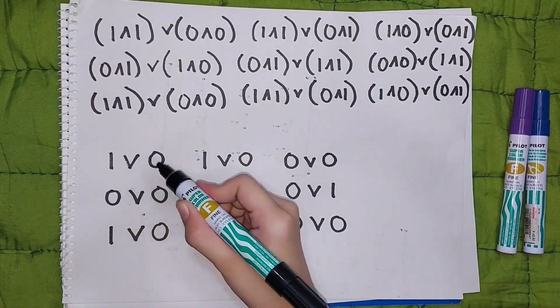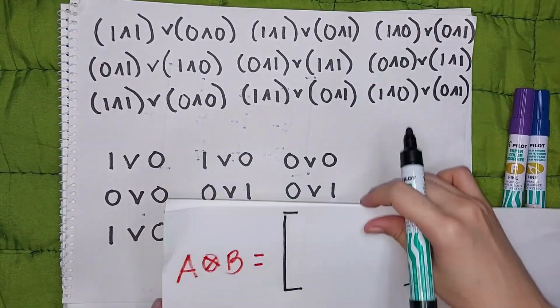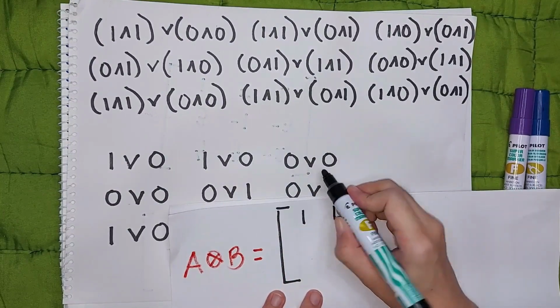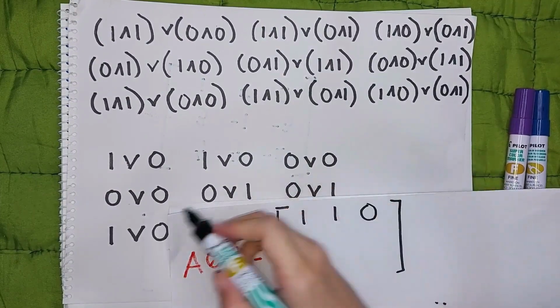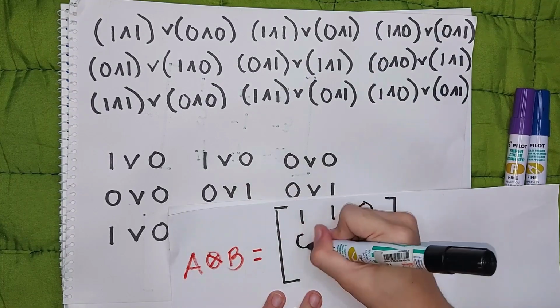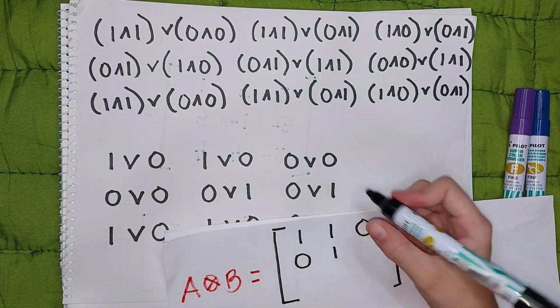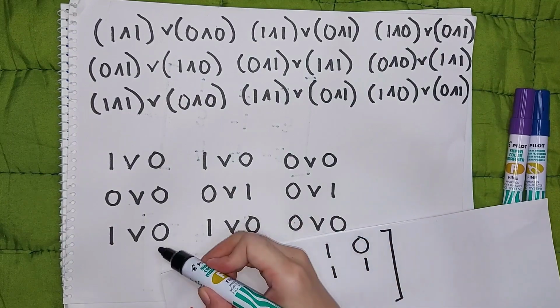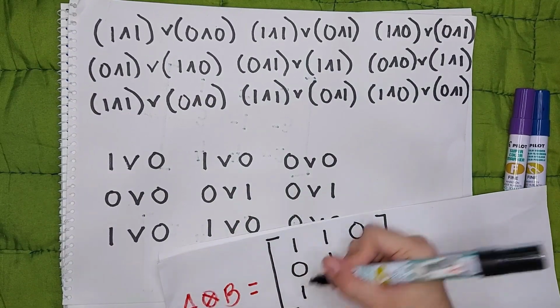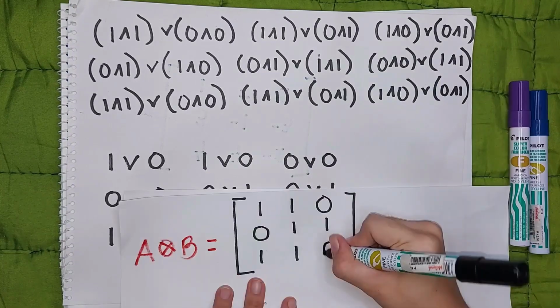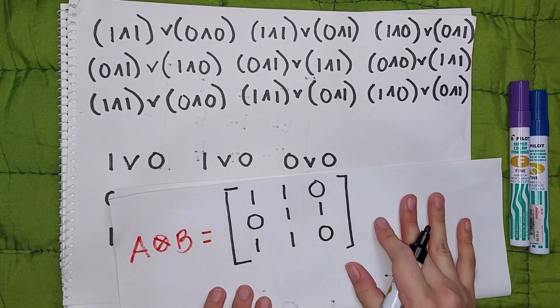Addition for the join, 1 plus 0 is equal to 1. 1 plus 0 is equal to 1. 0 plus 0 is equal to 0. 0 plus 0 is equal to 0. 0 plus 1 is equal to 1. 0 plus 1 is equal to 1. 1 plus 0 is equal to 1. 1 plus 0 is equal to 1. And 0 plus 0 is equal to 0. And this is the final answer.